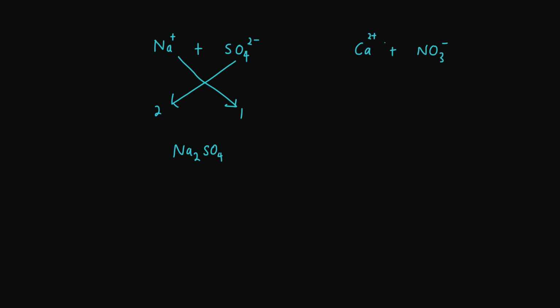And lastly, when calcium reacts with NO3-, Ca is in group 2, so it loses 2 electrons. NO3- has a -1 charge, so it has gained 1 electron. Swap the numbers, so we have Ca and 2 lots of NO3, which means I have to use brackets.